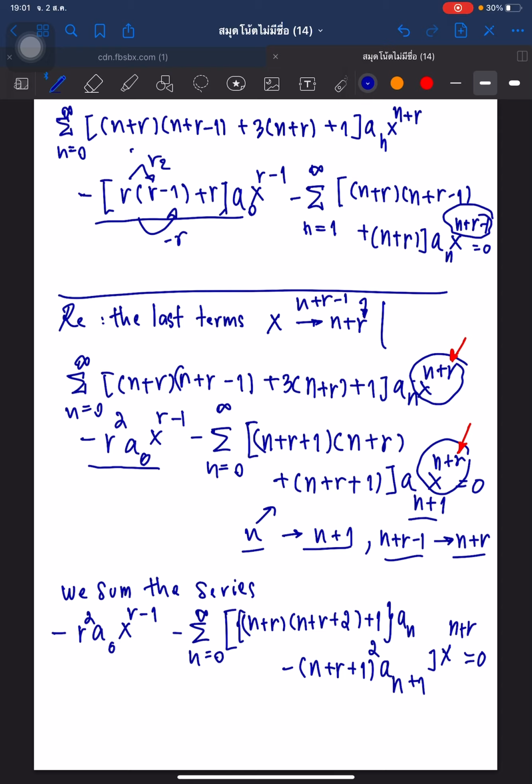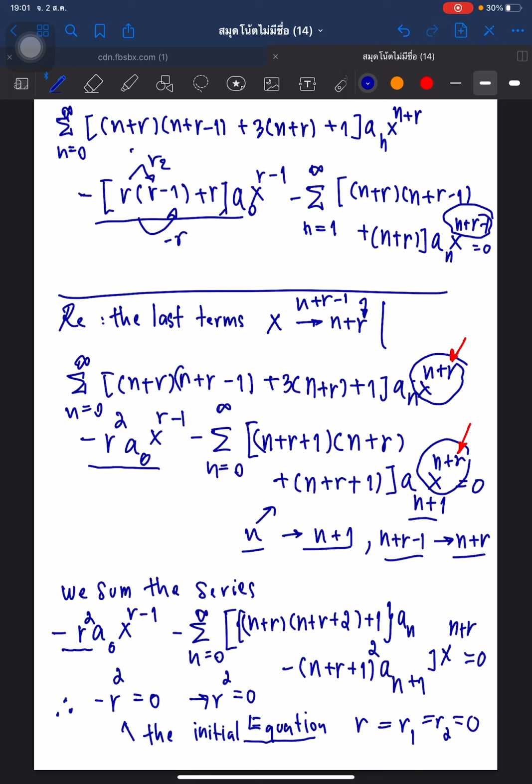After that, we get r squared minus r squared equals 0. This makes r squared equals 0. This is the indicial equation, and the exponents are r1 and r2 equal 0. Okay, the roots.